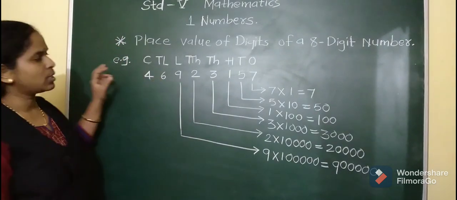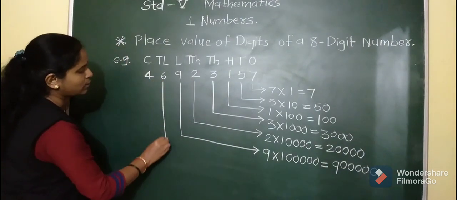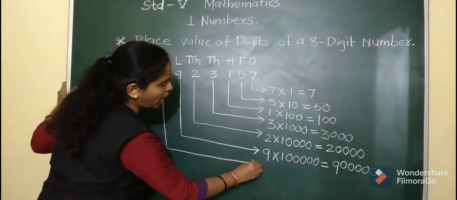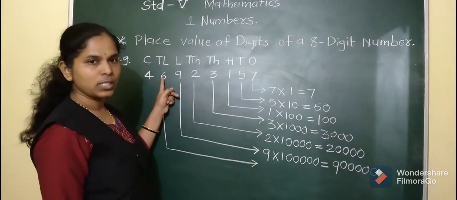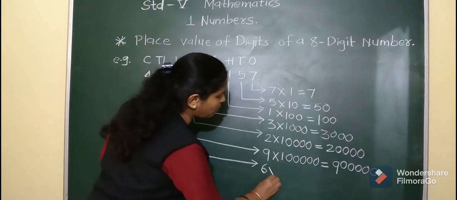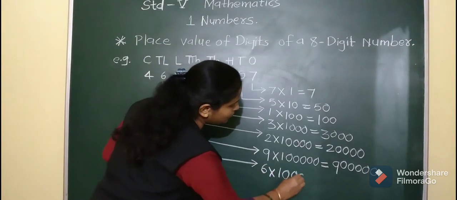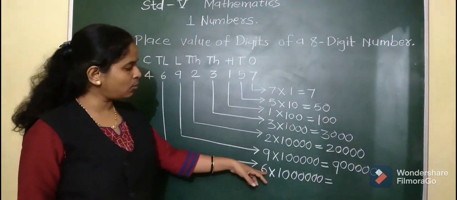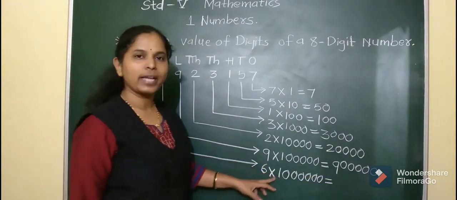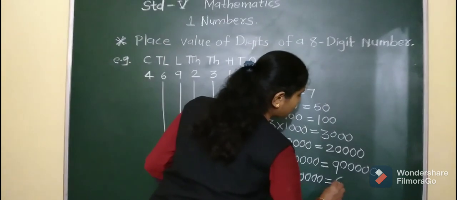Next is 6. 6 is at which place? 6 is at 10 lakhs place. So the place value of 6, we have to multiply it by 10 lakh. So what will be the answer of this? 6 into 10 lakh is 60 lakh.